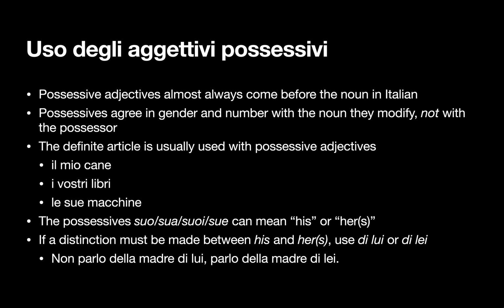The definite article is usually used with possessive adjectives, so il mio cane, my dog, i vostri libri, your books, you plural, le sue macchine, his or her cars. The possessives suo, sua, suoi, and sue can mean his or hers. And if you have to make a distinction, then you need to use di lui or di lei. So if I want to say, I'm not talking about his mother, I'm talking about her mother, I would say, non parlo della madre di lui, parlo della madre di lei.